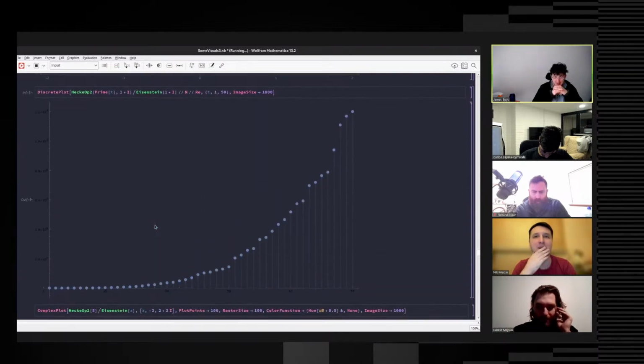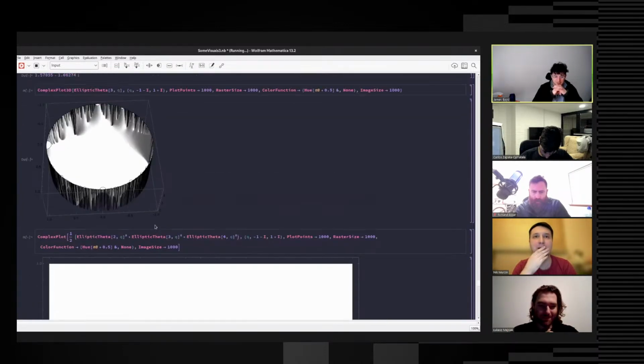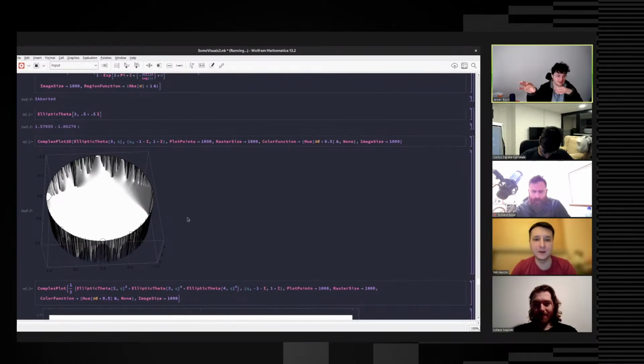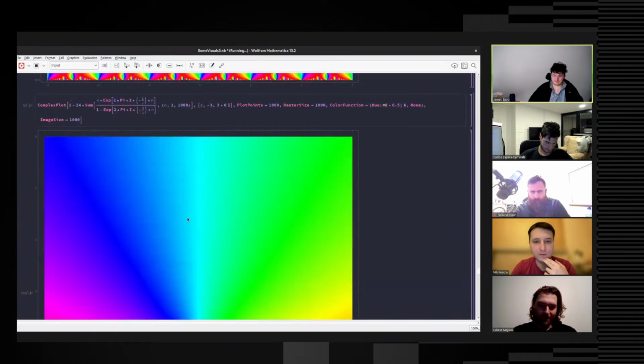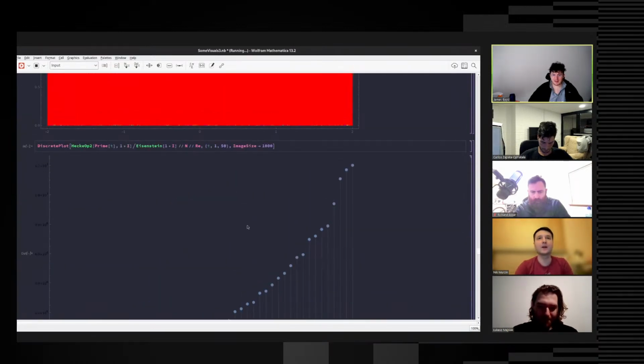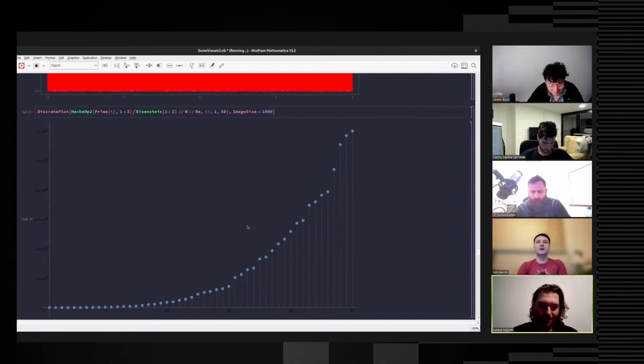And I haven't seen an example of it being plotted. Looking online, I've only seen options for plotting just the real or the imaginary part. You can use ComplexListPlot and plot the points, which I've tried in the past, but there's no way to just do a normal complex plot for elliptic theta that I've seen so far.